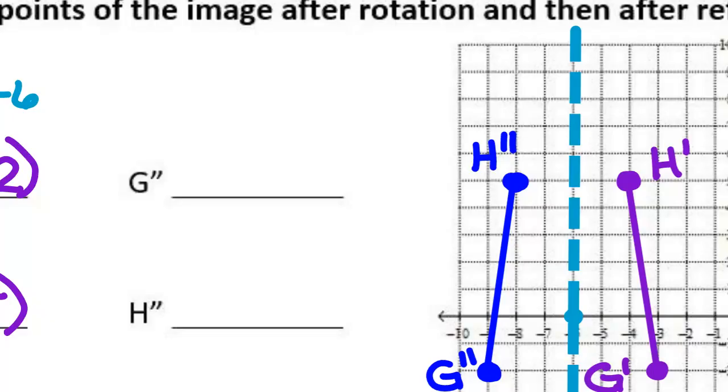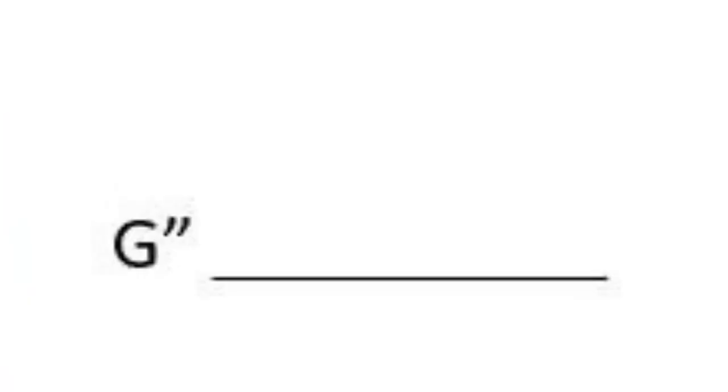All right. We need G double prime, which is down here. What is that ordered pair? -9, -2. Yes.